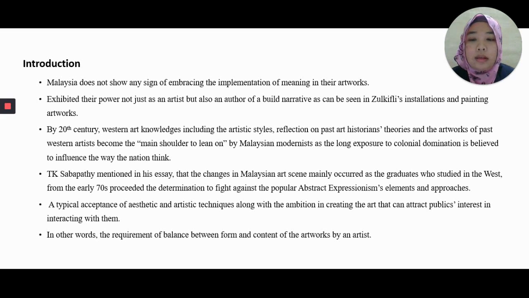In other words, the requirement of balance between form and content of artworks by an artist play a main role in ensuring successful delivering message to the audience.